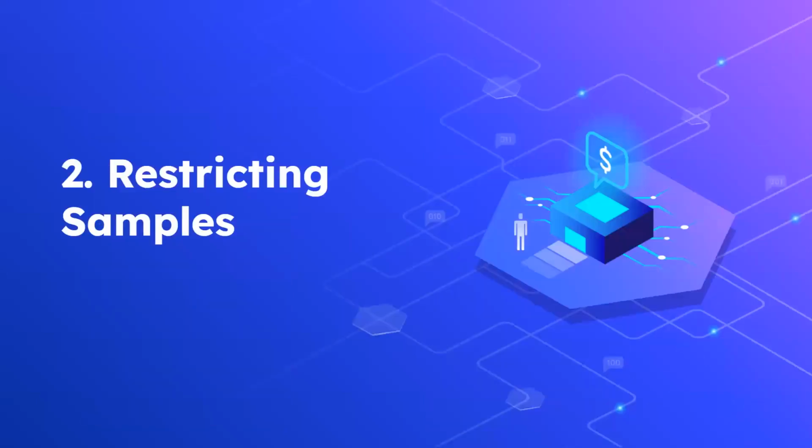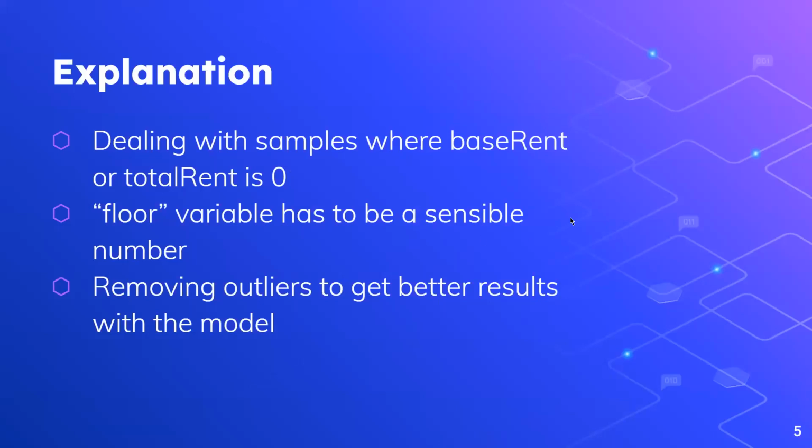Restricting our samples. There were some samples that didn't make sense realistically. For example, the base rent or total rent was 0 for some samples. And then there were 9,099 floor values, which also didn't make sense. These all, in my opinion, are outliers, and models don't produce good results when there are outliers present, so we have to take care of them.